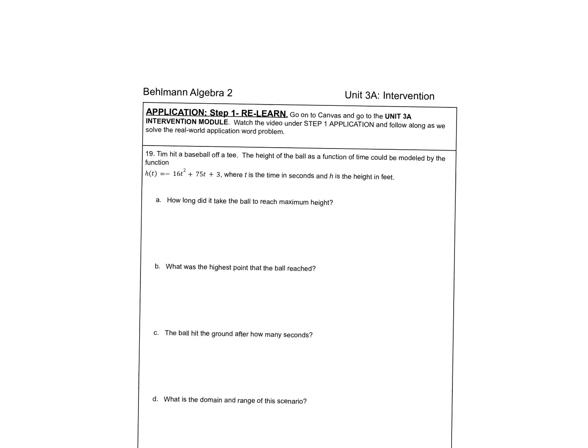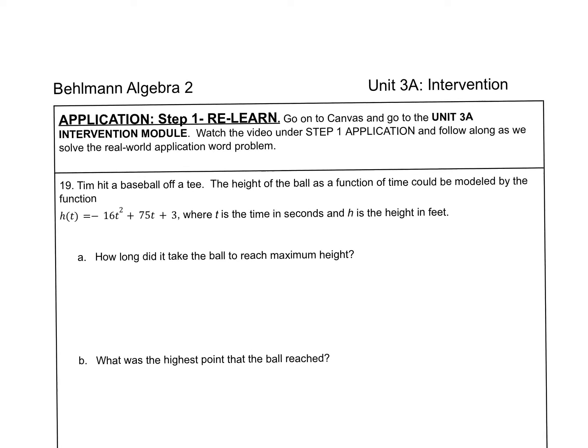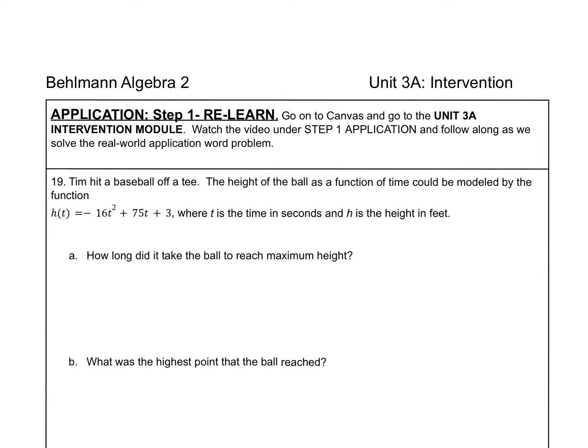Okay, if you are joining me now, that means you need a little bit of intervention on these word problems. So here is our step one for the real world application problem. It says Tim hit a baseball off a tee. The height of the ball as a function of time could be modeled by the function h of t equals, and that gives me the function right here. Definitely going to need that. It says t is time and h is height in feet.